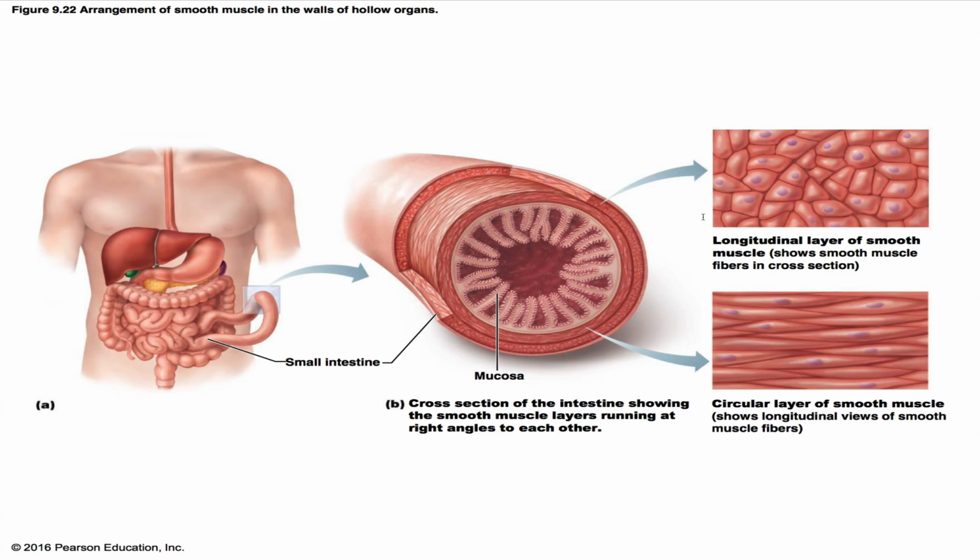In this illustration, we can see a cross-section of the small intestines, and what they're showing you here is the longitudinal layer of smooth muscle, and this is the circular layer of smooth muscle. So this is the intestines. The intestine starts right over here. It's connected to the stomach. This part is called the duodenum.